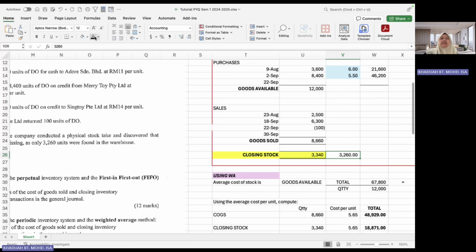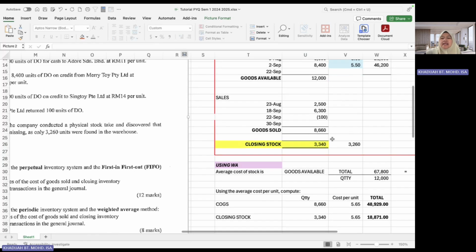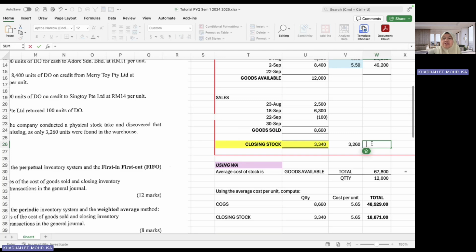So the unit that was given to me was 3,260, but I have 3,340 here. So what happened here then? What's the difference between 3,340 and 3,260? There should be an amount of 80 units. So what do these 80 units represent?